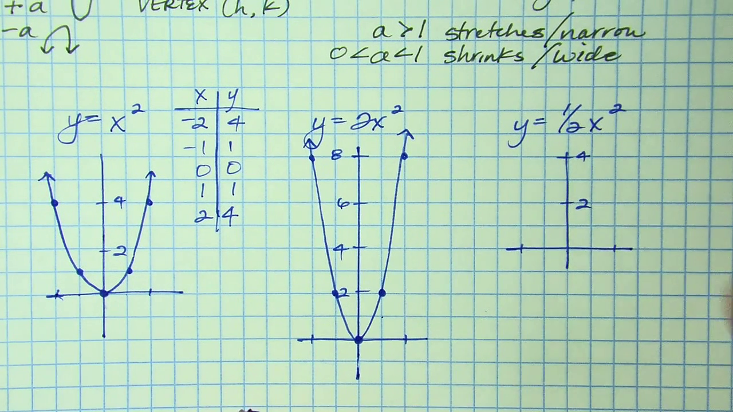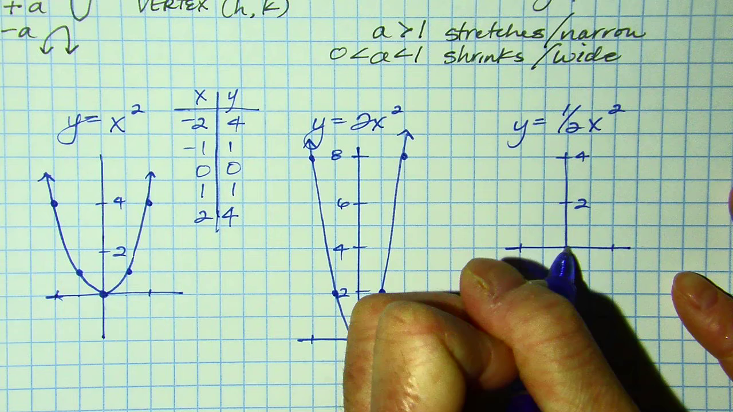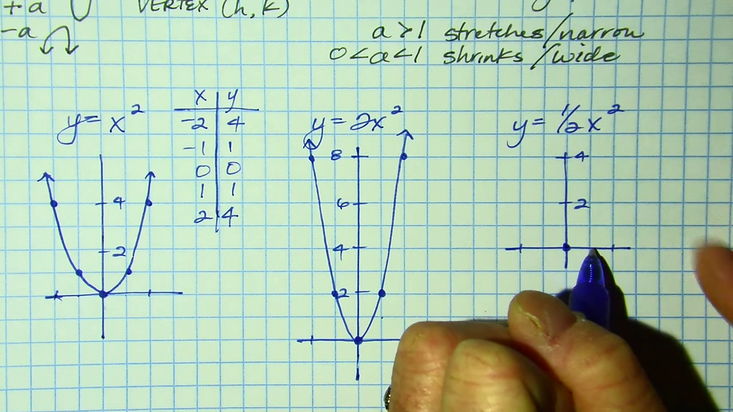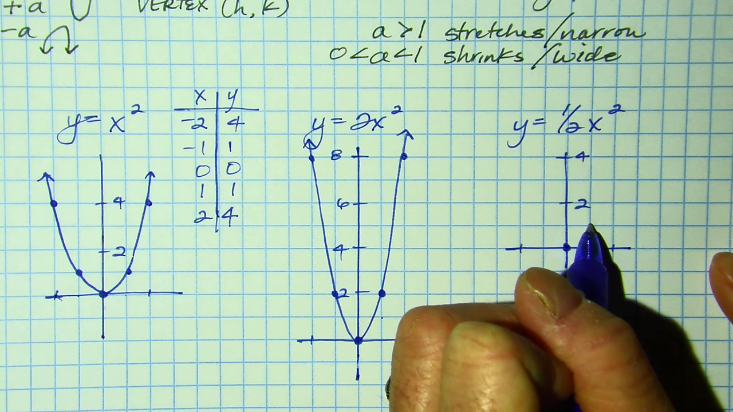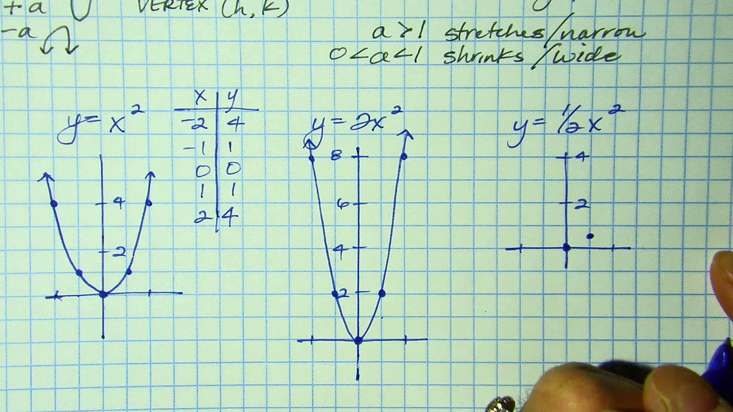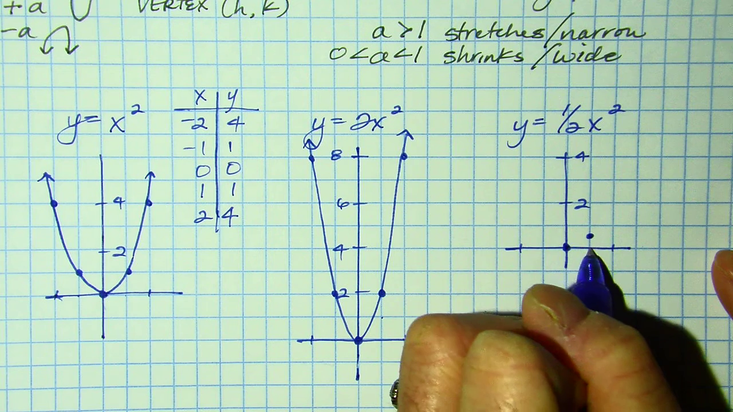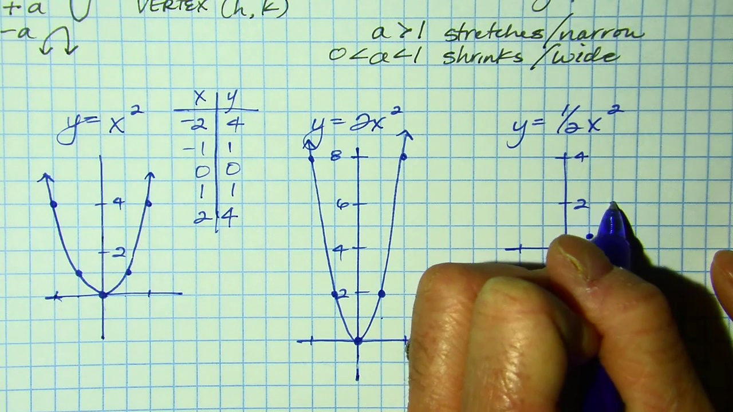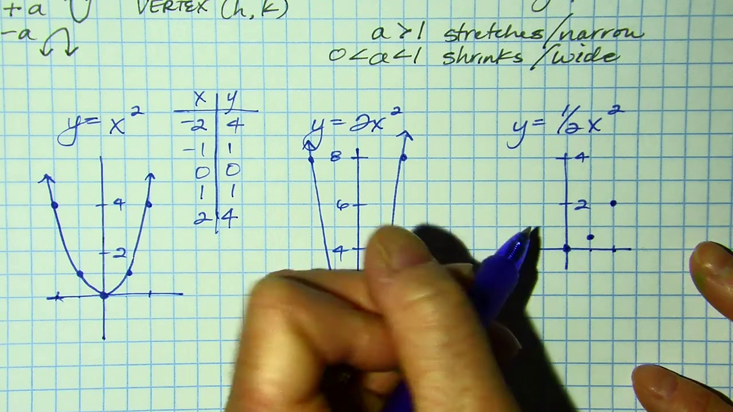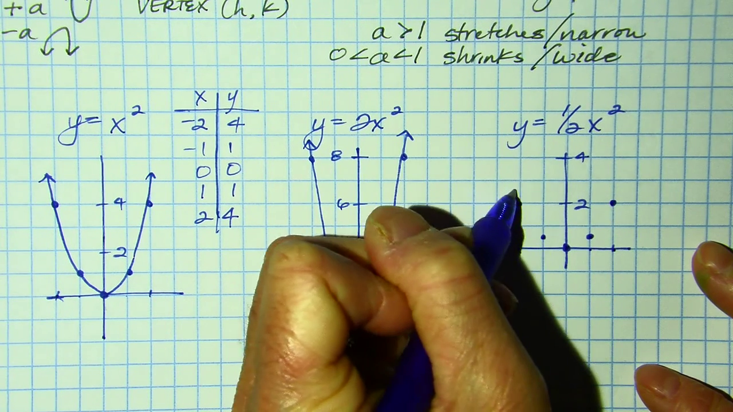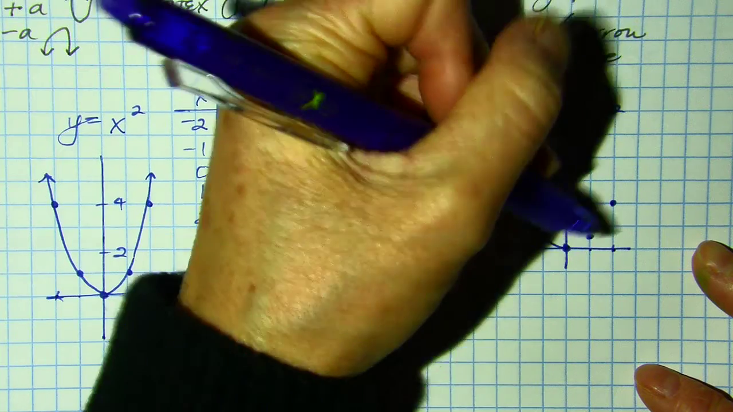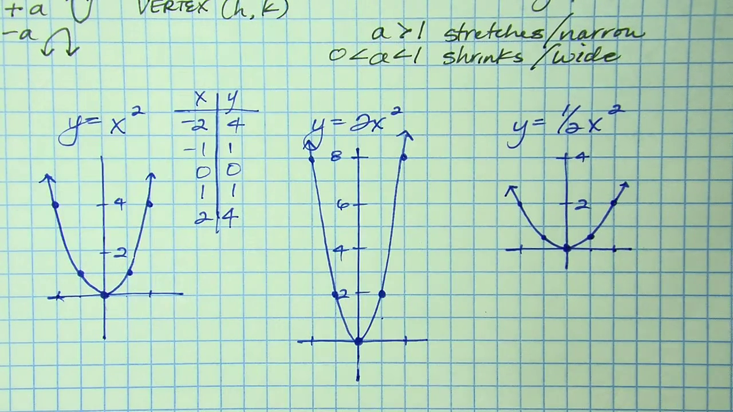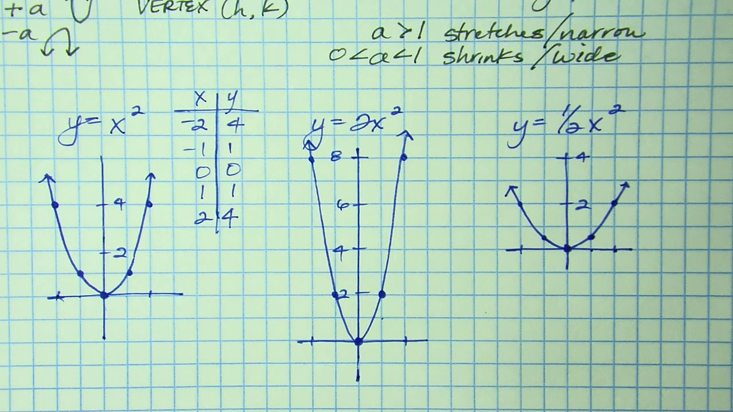Now the opposite is true with our fractions. So my vertex is at 0, 0. If x is 1, 1 squared is 1, but I'm cutting it in half. So instead of going up 1, half of 1 is half. If x is 2, 2 squared is 4, but that 1/2 is cutting it, so it's pushing it down, it's shrinking it. And so it is widening my graph, and the smaller the fraction, the wider my graph. Okay. So that demonstrates that there.